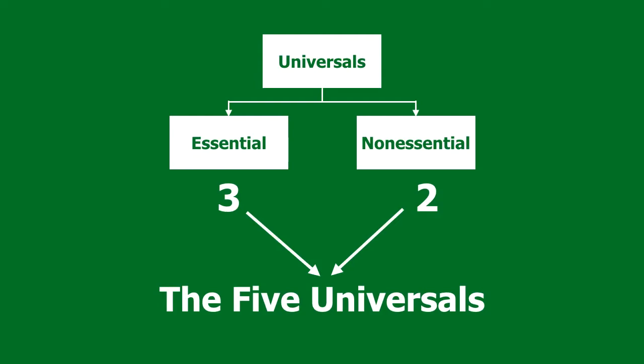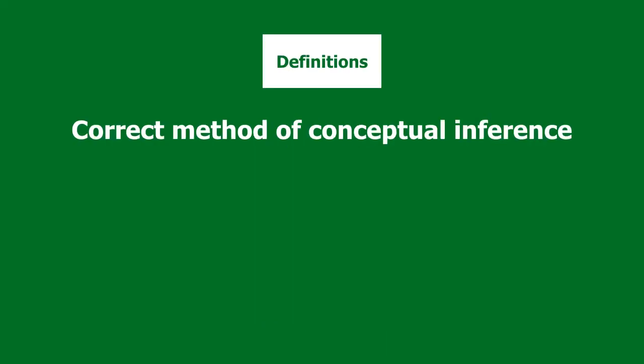The five universals are important because we use them for conceptual inference. We use them to form definitions, which is the subject of today's lesson. A definition is a form of conceptual inference. This means that a definition is the correct way to arrive at new conceptual knowledge.